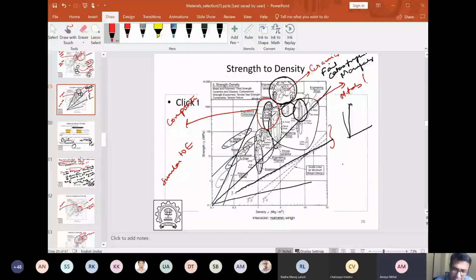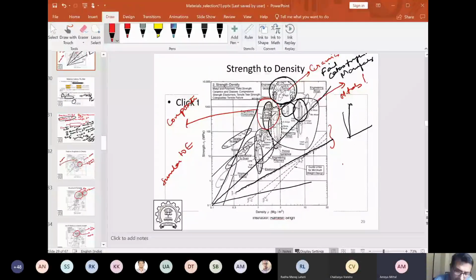You still see the screen, right? The screen is visible, yes, right? So this is the E by rho line. Now anything parallel to E by rho would have the same strength to stiffness ratio, the same strength to density ratio, right? So anything I choose has the same E over rho.